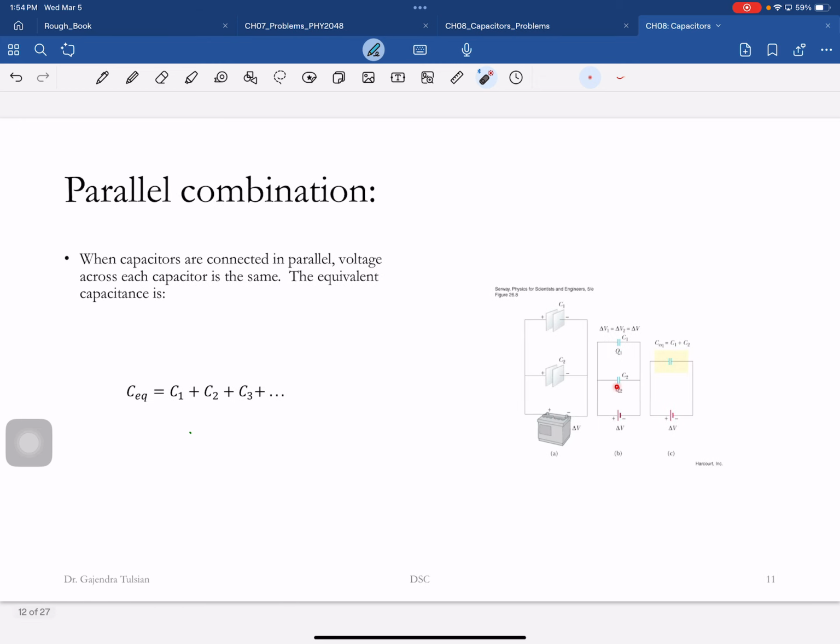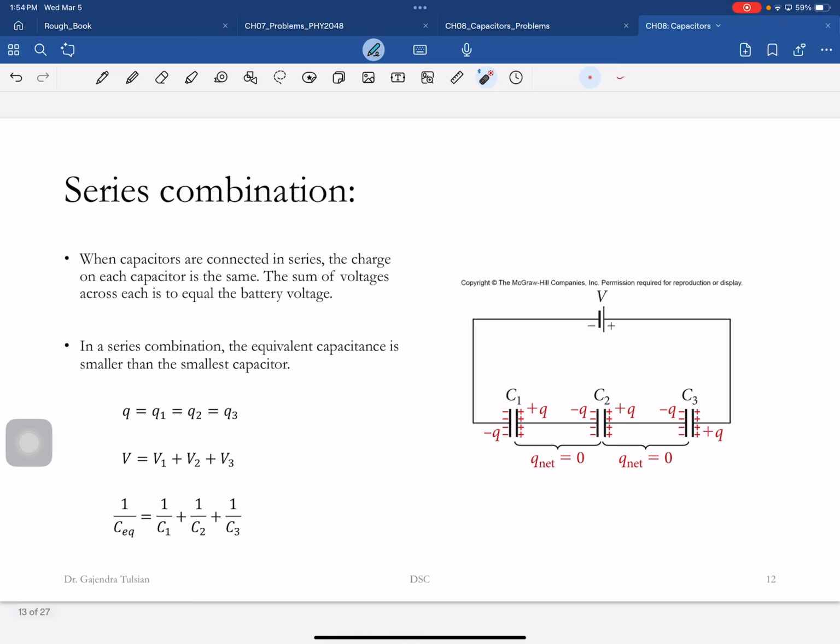When you connect them in parallel, if this is a 10-volt battery, this capacitor will charge to 10 volts. This also is seeing 10 volts. That'll also charge to 10 volts. So when you connect them in parallel, they all charge to the same voltage. When you connect them in series, they all get the same charge. Okay?